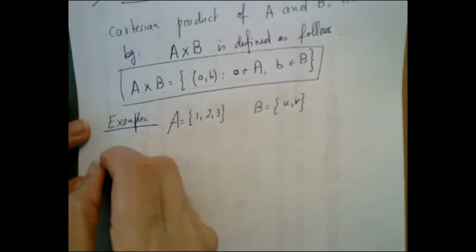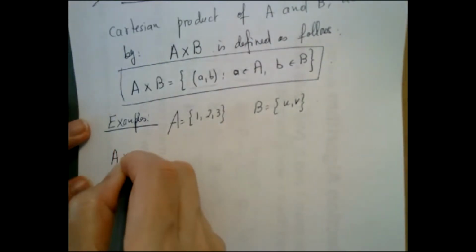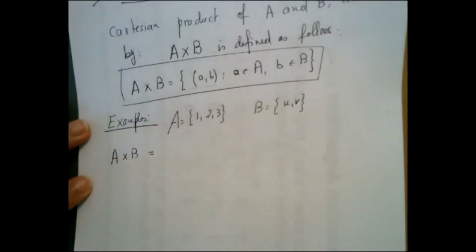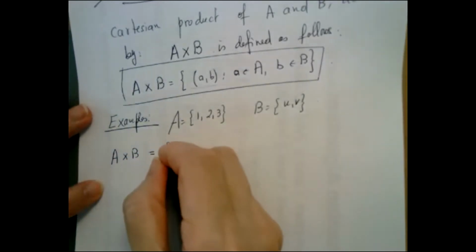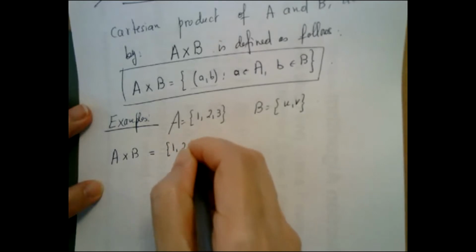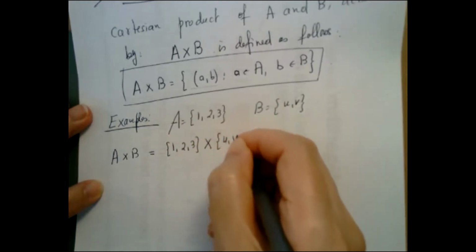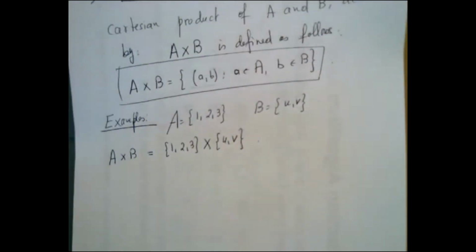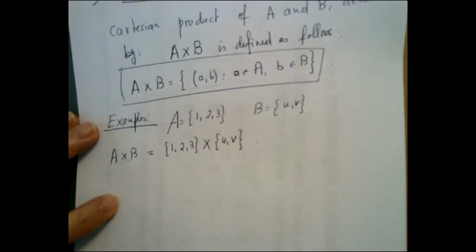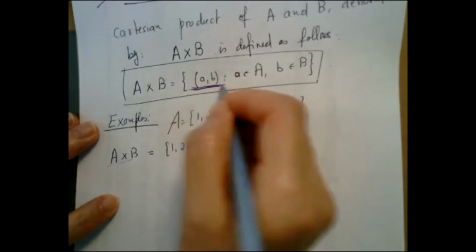Okay. Let us list A cross B. So I want to list all the elements in A cross B. It means {1, 2, 3} cross {U, V}. Okay, let's list this. What are the elements? What kind of objects are the elements of A cross B? They are ordered pairs. This is the type of object.